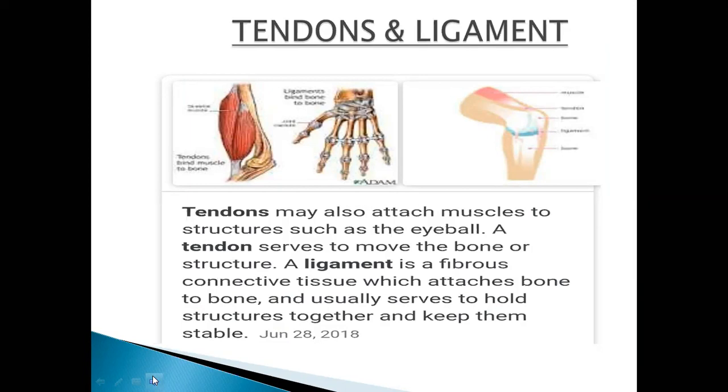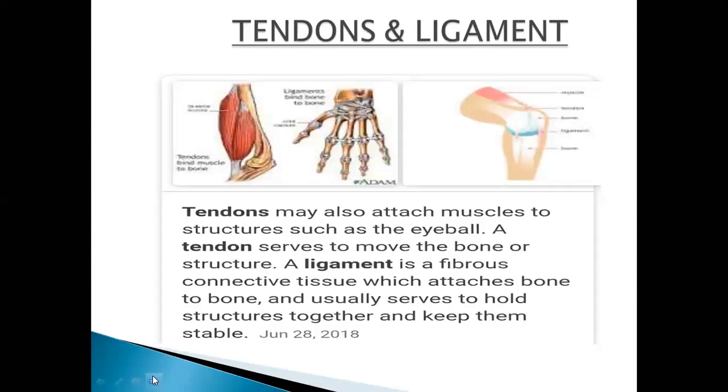Yesterday we discussed the joints. There were different types of joints. Some were movable, immovable, and slightly movable joints. In joints, we have seen that two bones meet with each other at a certain point, and that point was known as the joint. Now we are going to see about the tendons and ligaments.